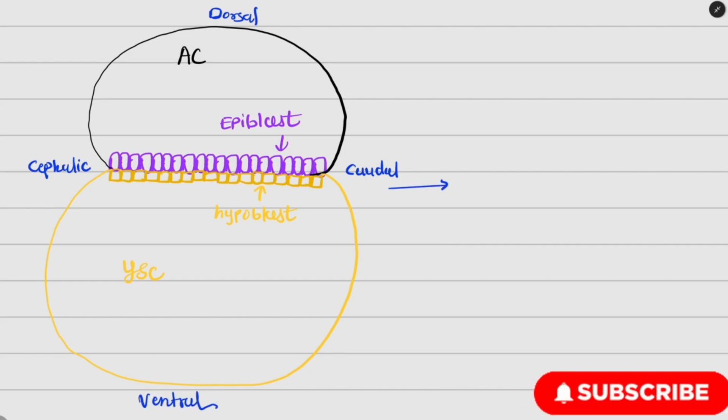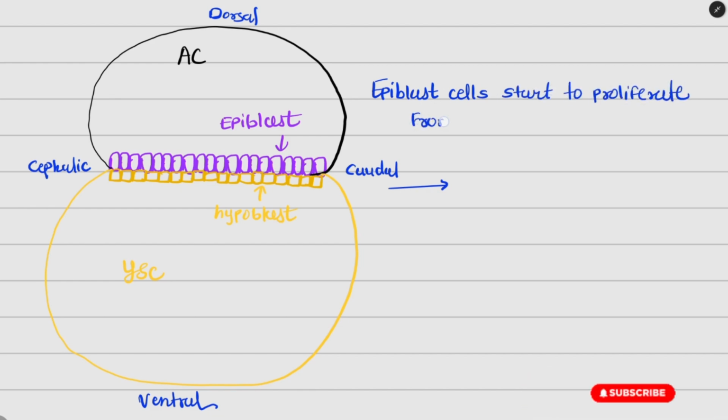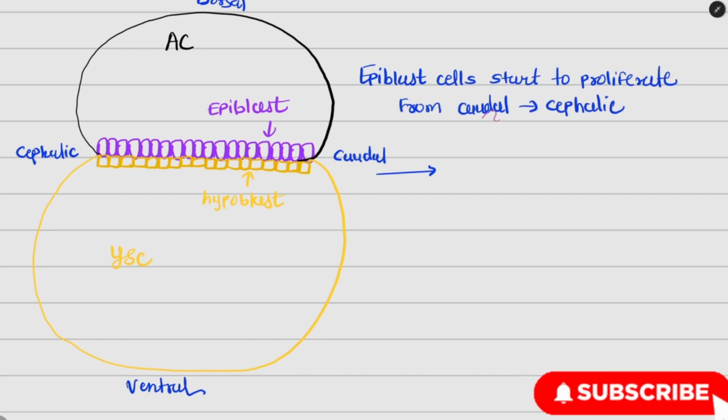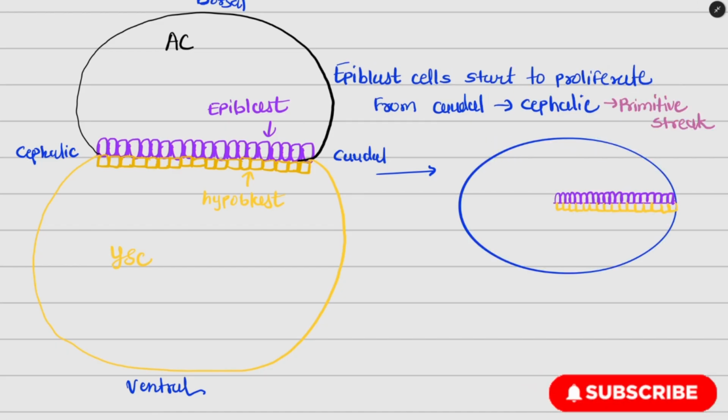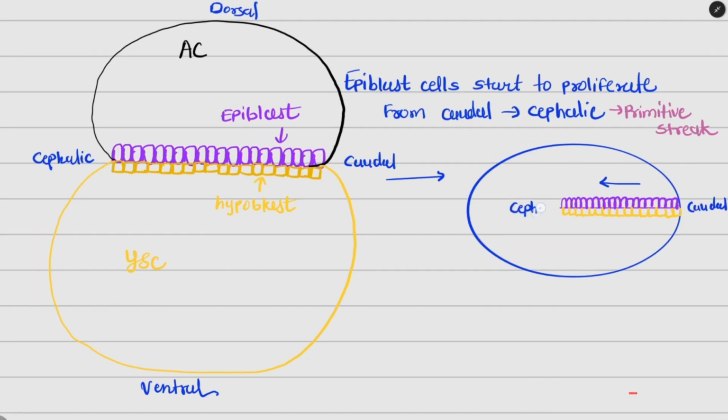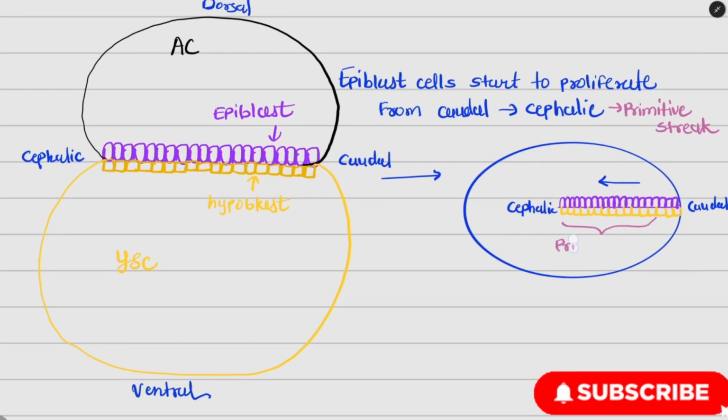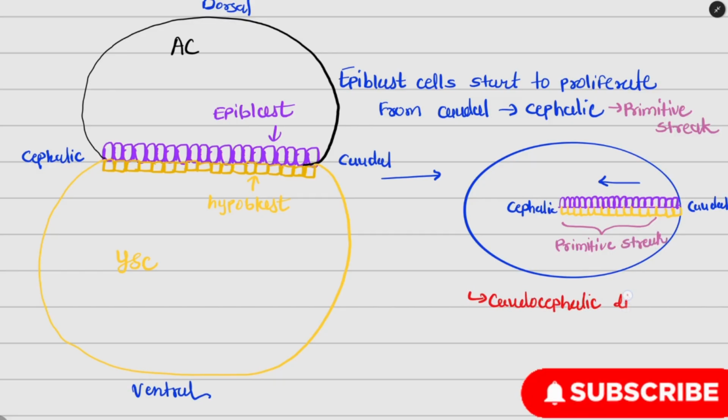Now in order to form embryo, epiblast cells start to proliferate from the caudal to cephalic direction. We know this proliferation as a primitive streak. Let's draw it by ourselves so we can understand it more. Let us assume this is embryo and this is caudal part from where epiblasts start to proliferate towards the cephalic part, so remember this primitive streak grows in caudocephalic direction.